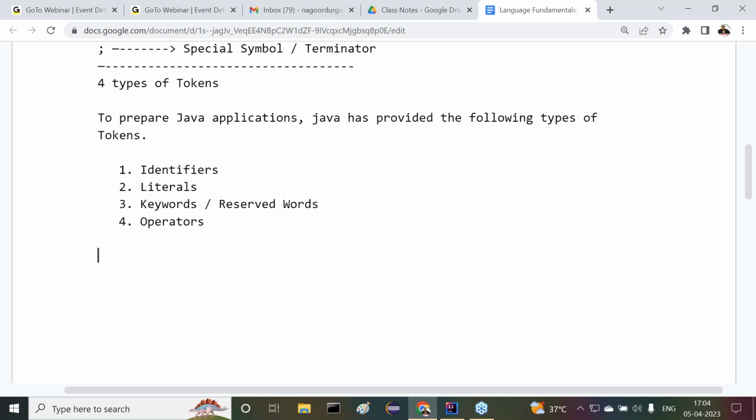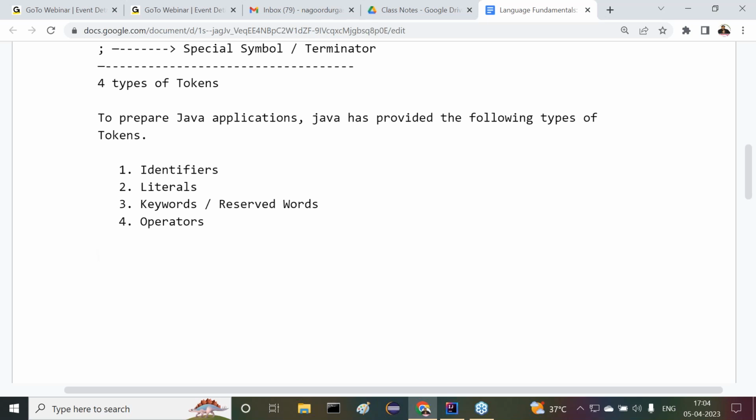Sir, got it or not? Tell me how many types of tokens are available in Java. First one is identifiers. Next one is literals. Next one is keywords or reserved words. Then after that, operators. These are overall four types of tokens available in Java to prepare our Java applications.